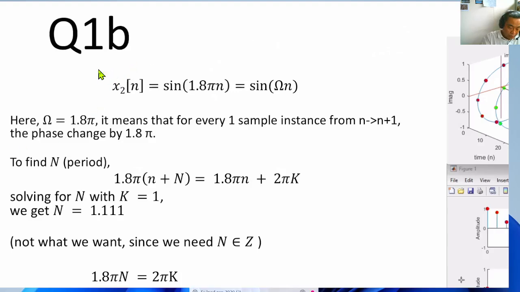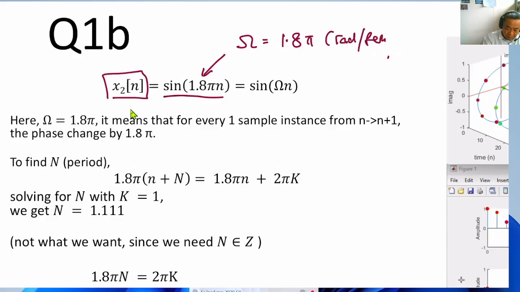Welcome back. This is question Q1b. In question Q1b, we are given x[n] to be this expression here. Now, omega, the digital angular frequency, is 1.8 pi. Its unit again is radian per sample. It means that each sample, when n goes from 1 to 2, we are traversing by 1.8 pi for this sinusoid.